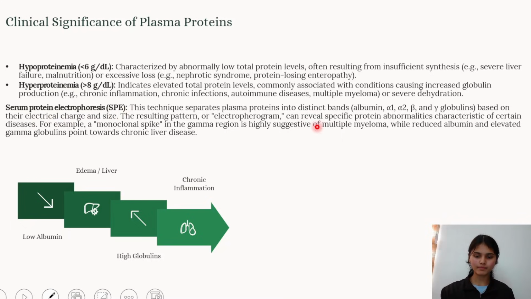Now, in multiple myeloma, there is going to be a sudden spike in the gamma region. That is this region, gamma globulins, that is related to the infection region. There is going to be a spike in the gamma region. In cases of chronic liver diseases, where the albumin will be reduced, reduced albumin and elevated gamma globulins point towards chronic liver disease.